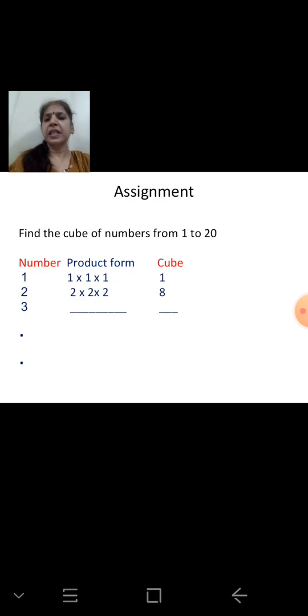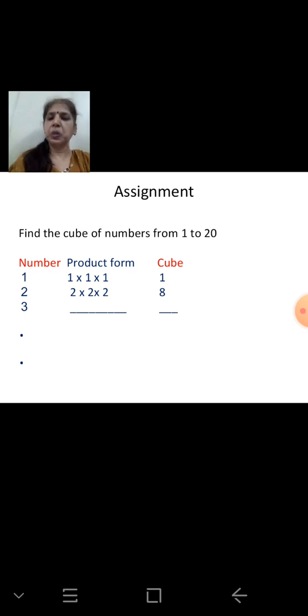Now your practice set is over. So this is an assignment which you are going to do. You have to find the cube of numbers from 1 to 20. How are you going to find it? See, it is given a number, write it in product form and cube. So it becomes easier for you. Start with number 1. Product form is 1 into 1 into 1. And the cube of 1 is 1.